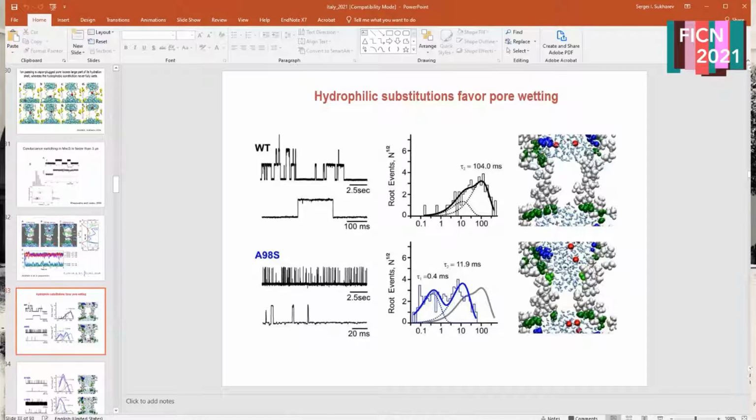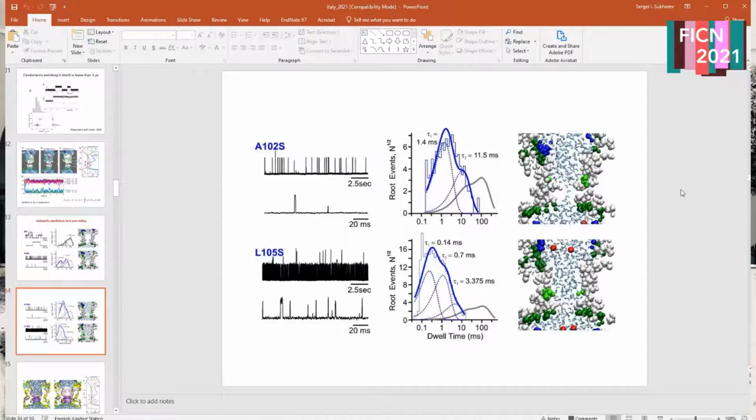But once it is completely solvated by serine substitution at A98, it gets more water, and some other parts start closing and opening the channel faster than water does, and in this case, we see faster gating. As we come closer to the constriction with this mutation, we have an even shorter peak of the dwell time, and L105S is gating even faster than our recording system would allow us to detect.